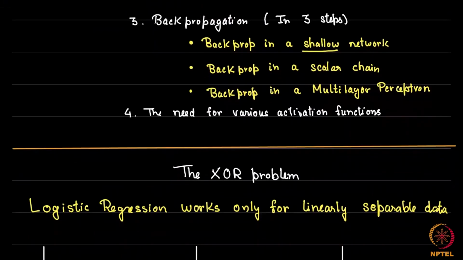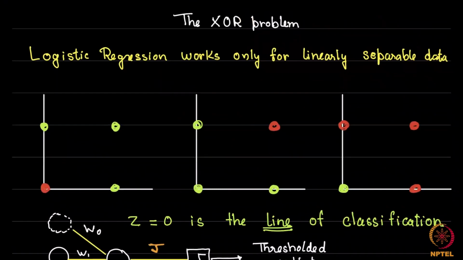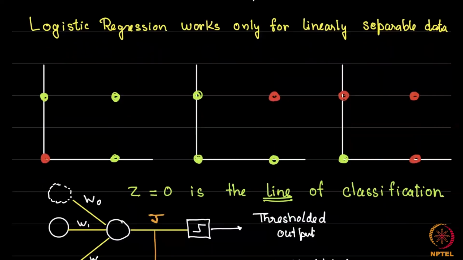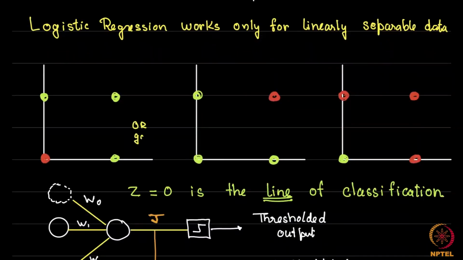So let's start with the first topic for this week, which is the XOR problem. Remember that logistic regression works only for linearly separable data. I had talked about this last week. So I had made up some classification examples. These three, for example, are elementary gates. This, for example, is what's known as the OR gate. I had discussed this the last time.